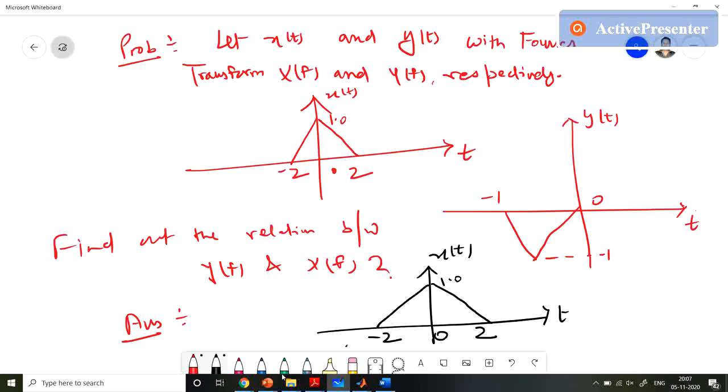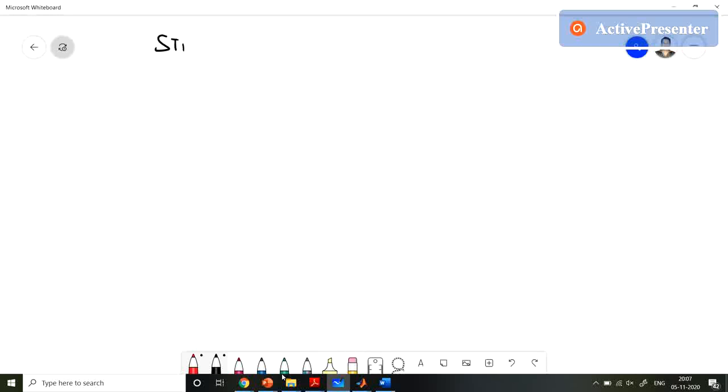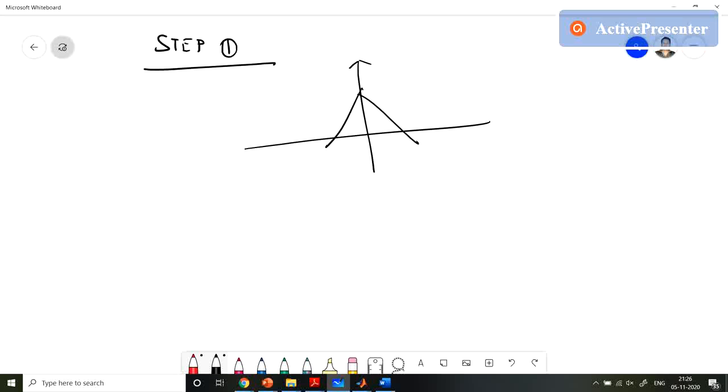Now if we look at y(t), what we have observed is that if we do scaling in x(t), after that shift the x(t), and after that take the time reversal across the x-axis, then we can obtain y(t). So let us discuss this step by step. Step 1: we are going to perform the scaling of our signal, which is from -2 to 2, with amplitude 1.